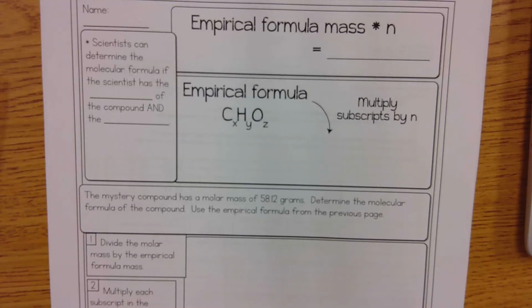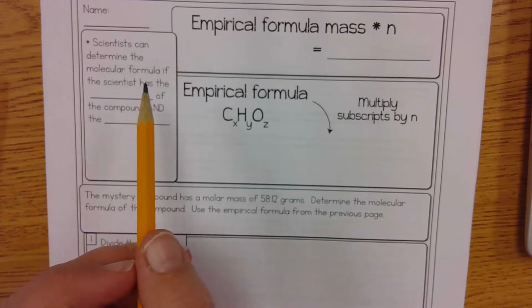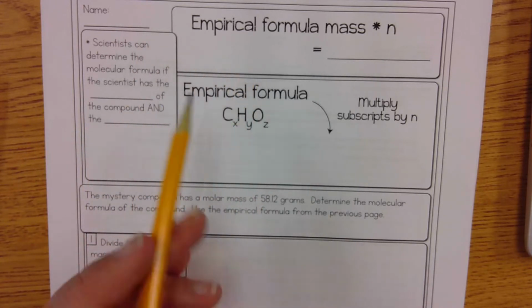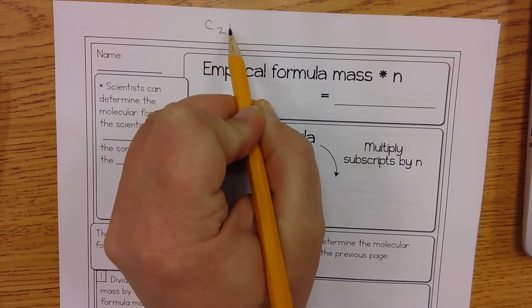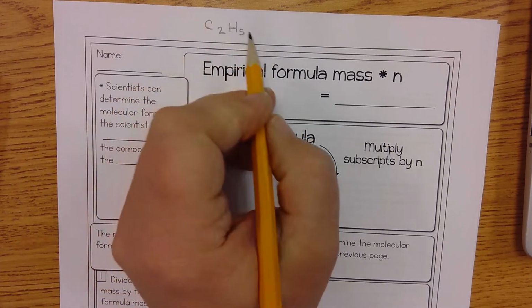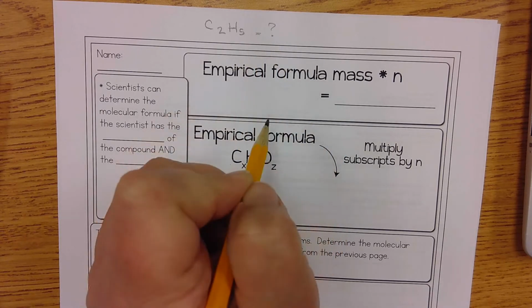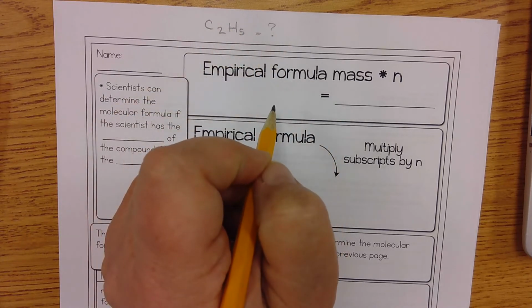All right, we are back for lesson 5.6, and we are headed back to our mystery compound that we found on the table, and we have to figure out what it is. If you'll remember, in the last lesson we figured out the empirical formula. I'm going to write it up here. It was C2H5, all right? But we still don't know what this is. Remember, this is just the empirical formula.